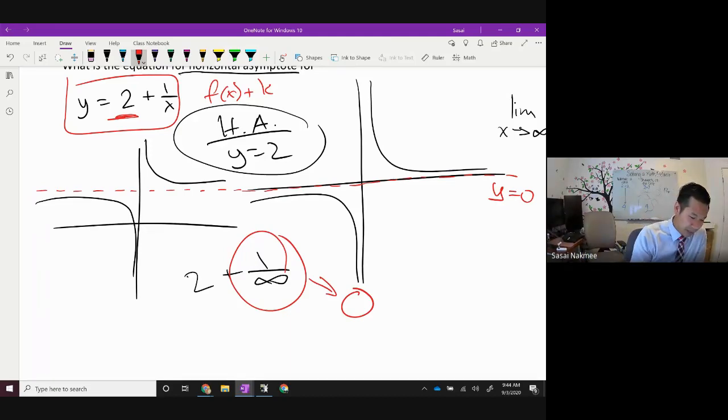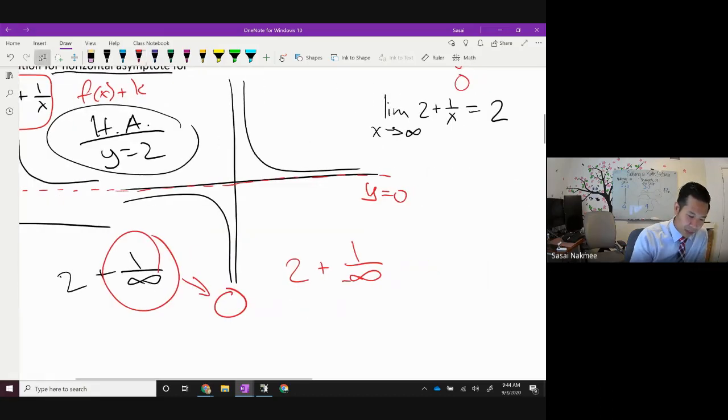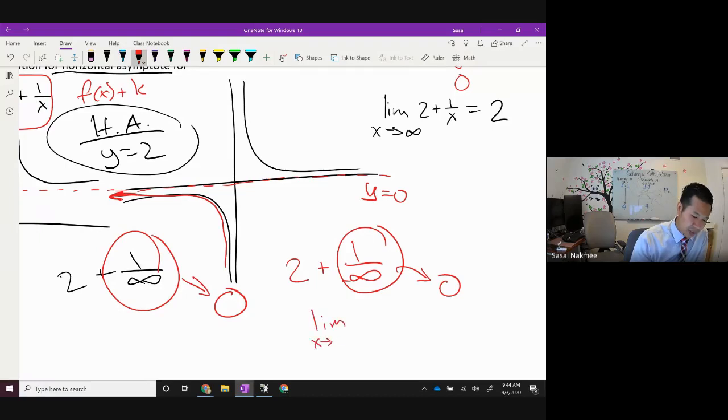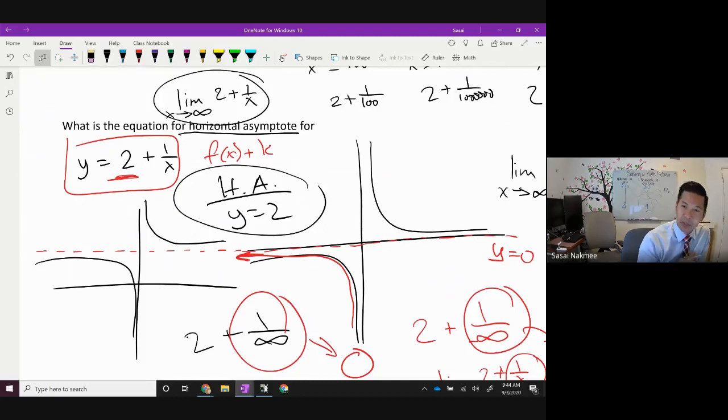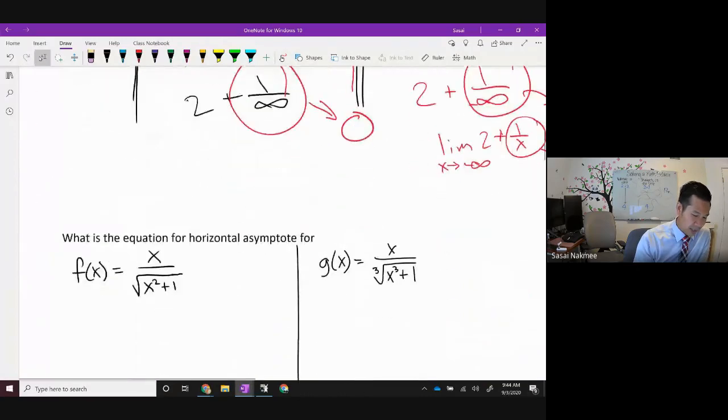I can do the same thing, by the way, as it goes off towards negative infinity. If I was looking at 2 plus 1 over negative infinity, it's the same thing. 1 over negative infinity is just this upside down part right here, and it's still approaching 0. So if I was looking at the limit as x approaches negative infinity instead of positive infinity of this function, this thing is still approaching 0. So this would still come out to be 2. So I have a horizontal asymptote at y equals 0, and it applies to both positive infinity and negative infinity. Okay? All right.